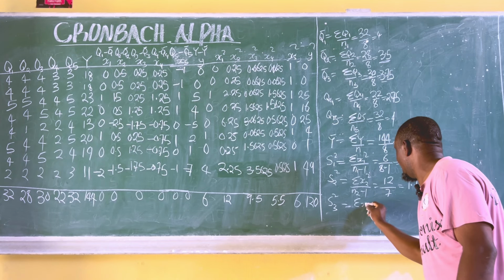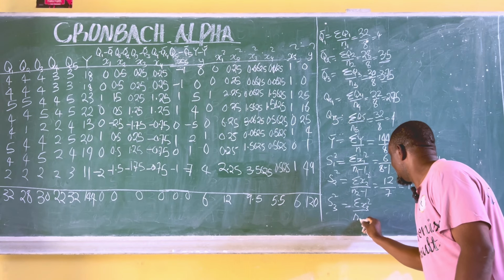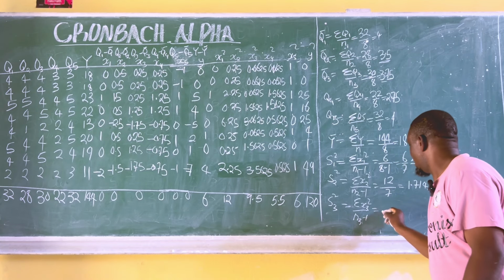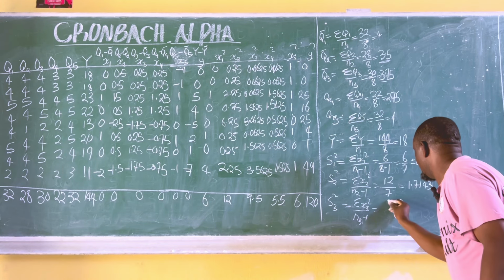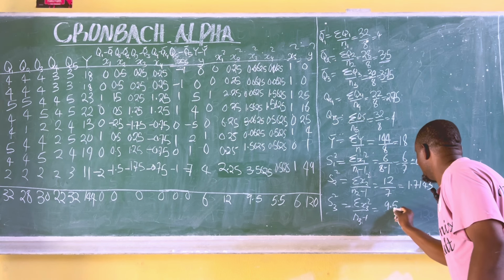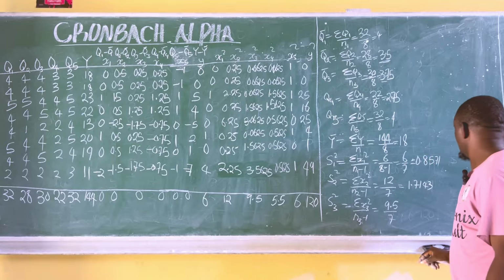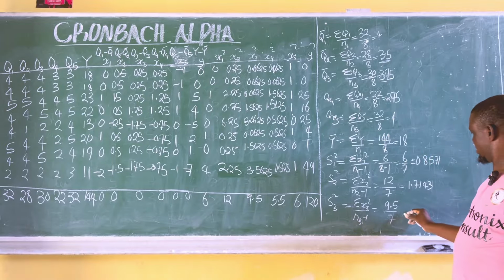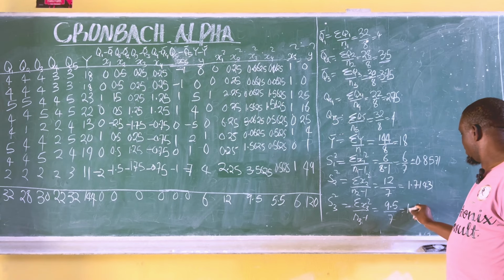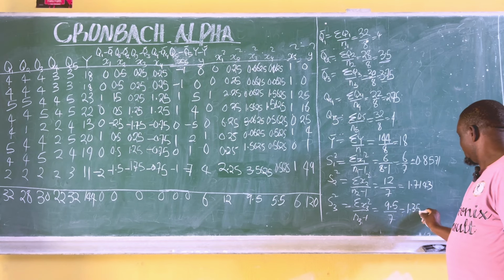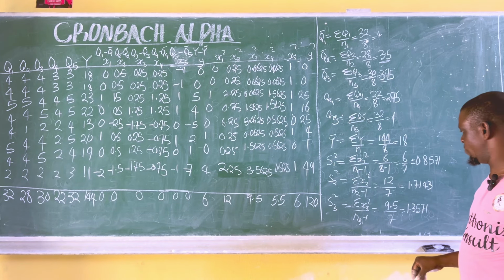So our S3 square will be equal to variance of the third item. And that's summation of x3 square all over n3 minus 1. So the sum of x3 square is 9.5. So we have 9.5 all over 8 minus 1 is 7. So 9.5 over 7 is equal to 1.3571.